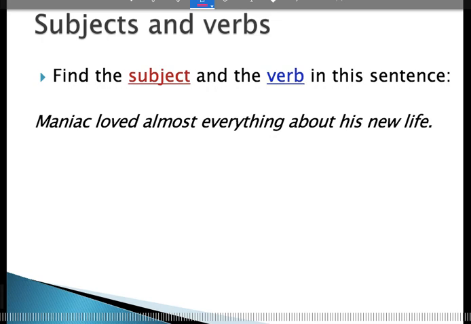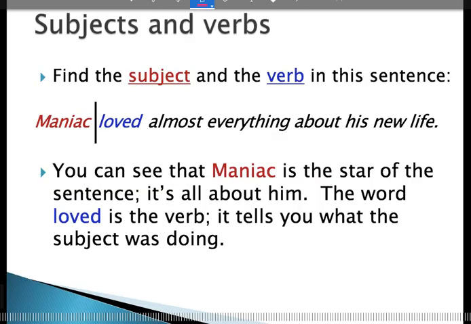So let's look at this example sentence and find the subject and the verb. Maniac loved almost everything about his new life. So we first ask ourselves about the subject. Who or what is this sentence about? Well, in this case, it's a person. Who? Maniac. And then we ask ourselves about the verb. Well, what is Maniac doing? Well, Maniac loved. That's the action. So if we look, we see that Maniac is the star of the sentence. It's all about him. So he is the subject. The word loved is the verb. It tells you what the subject was doing. He loved.